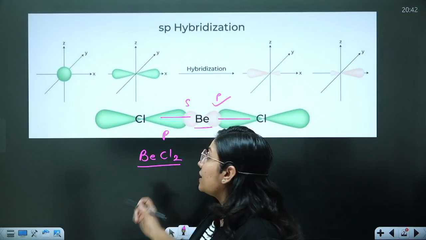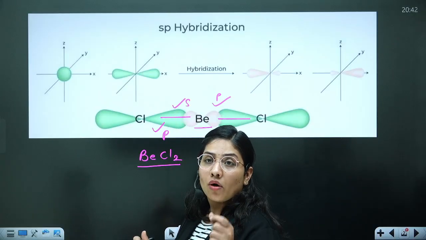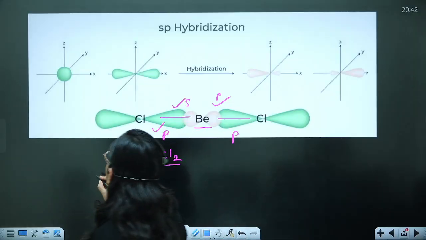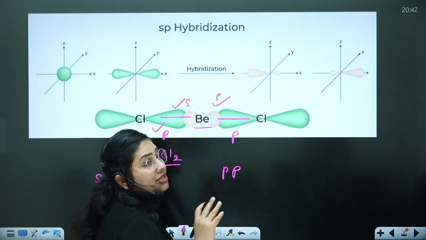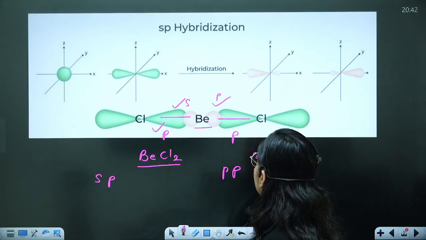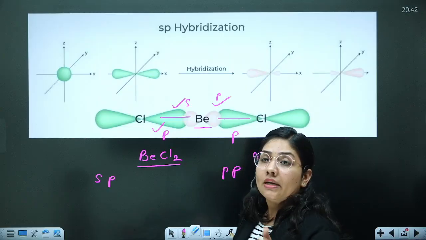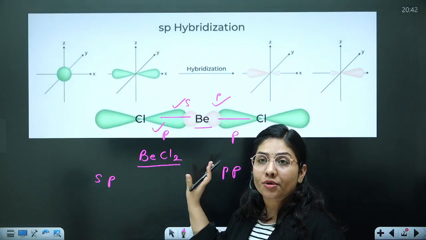It means that if these two orbitals are coming together to make a bond, okay, there will be 1s 1p and there will be pp, so there must be some difference in the bond length, but this is not the case. So here it means that they are not participating in the bond formation like this.